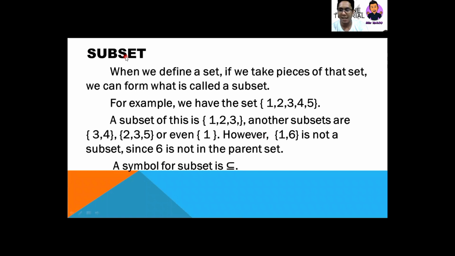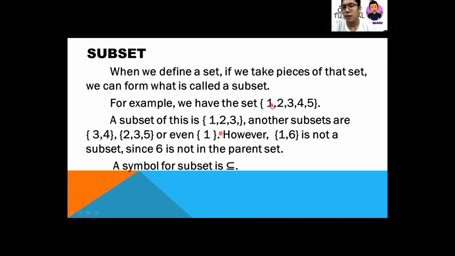Next is the subset. Okay, when we define a set, if we take pieces of that set, we can form what is called a subset. Example, we have the set 1, 2, 3, 4, 5. So these are the whole numbers from 1 to 5. If we take pieces of this, we could have a subset of 1, 2, 3. Also, we could have a subset of 3, 4. Also 2, 3, 5, or even 1.